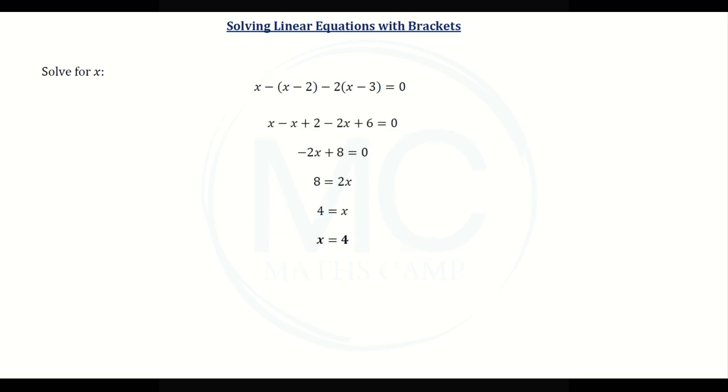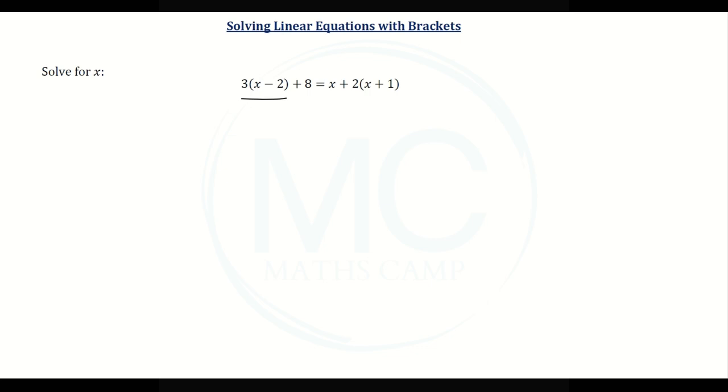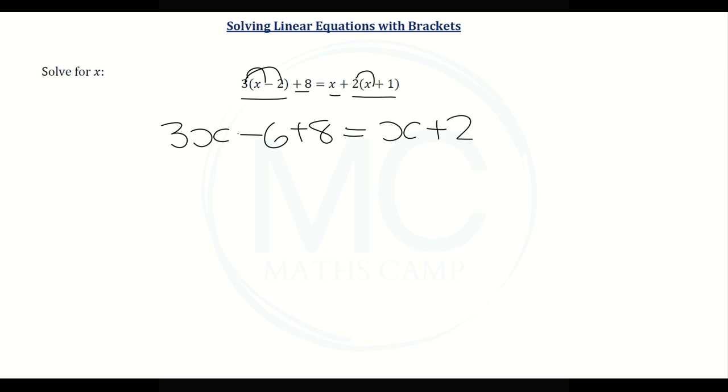Let's do one final example. Let's start by expanding 3 multiplied by the bracket x minus 2. 3 multiplied by x is 3x. 3 multiplied by negative 2 is negative 6. Then we have plus 8. We just say plus 8. We have our equal sign. On the right-hand side, we've got an x, so we say x. And then we can expand this bracket over here. 2 multiplied by x is positive 2x. 2 multiplied by 1 is 2, so plus 2.